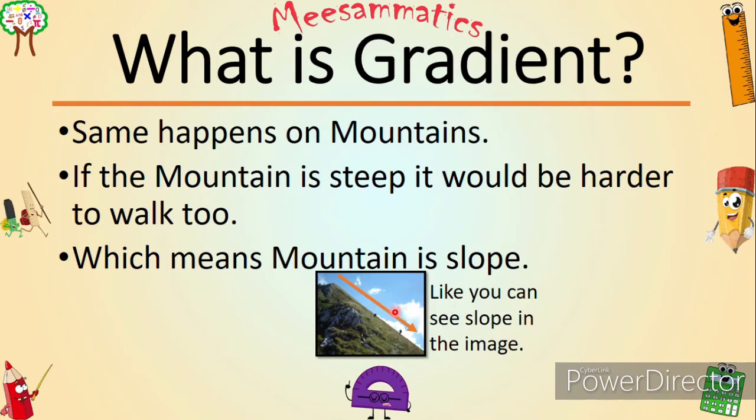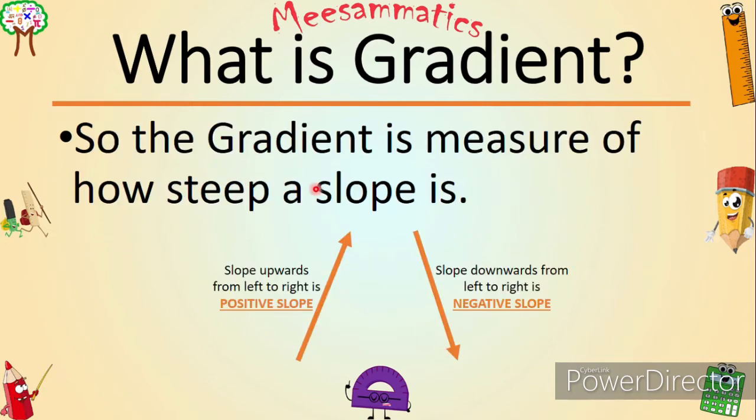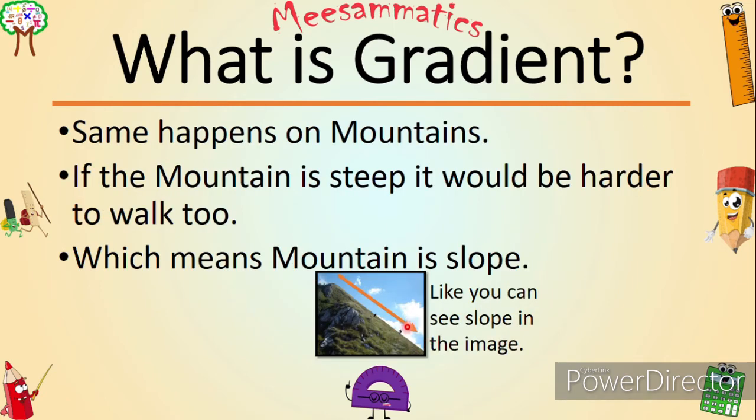You can see the slope in the image. This is going right. So the gradient is a measure of how steep a slope is. A slope upwards from left to right is a positive slope. A slope downwards from left to right is a negative slope. Like in the image, we can see a negative slope.